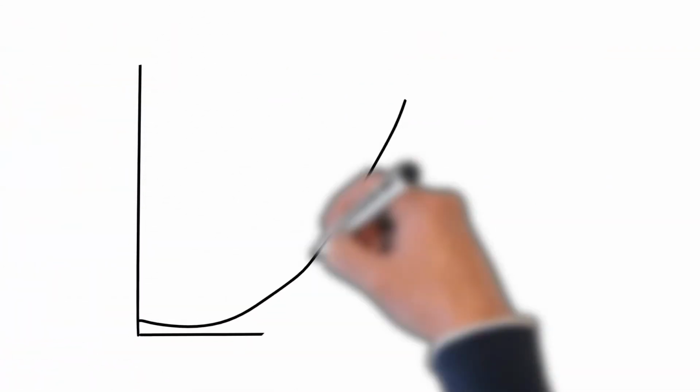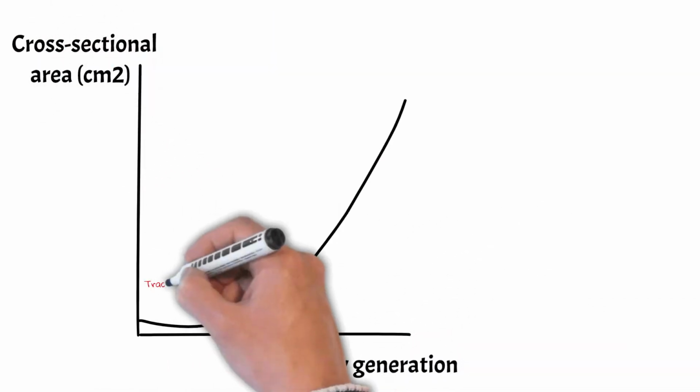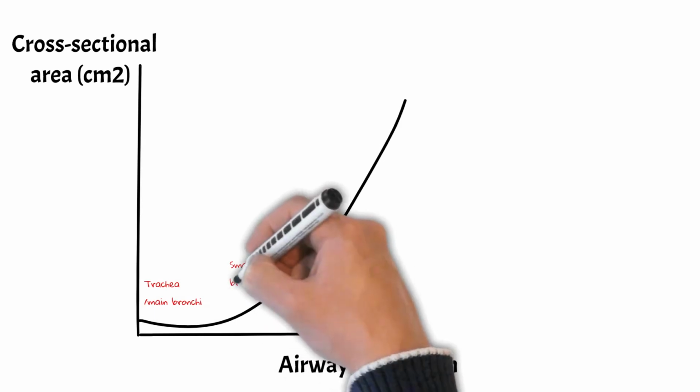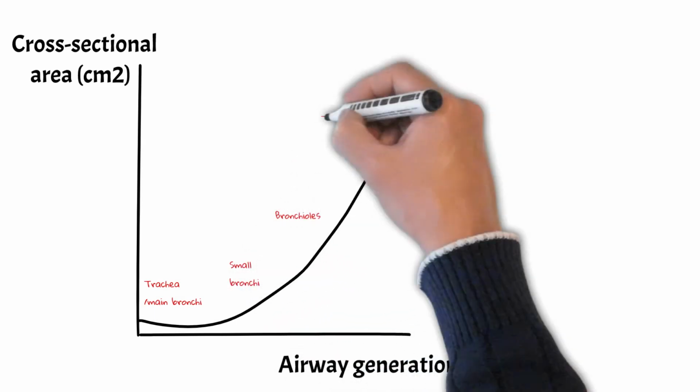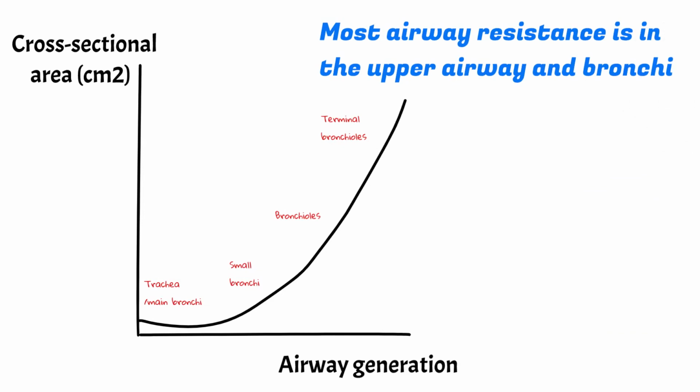It's worthwhile knowing that the cross-sectional area of the airway increases the further out you go in the airway, being the smallest at the trachea and main bronchi and the largest at the level of the terminal bronchioles. This means that most of the airway resistance is in the upper airway and bronchi. This has multiple implications on respiratory physiology as well as respiratory mechanics that we will discuss in future videos.